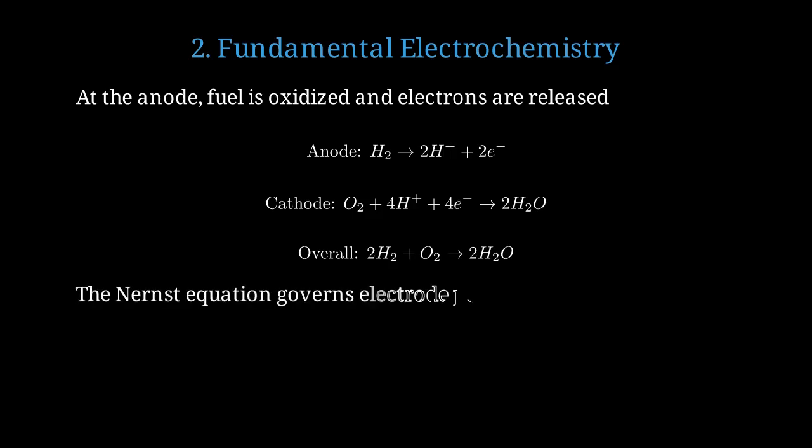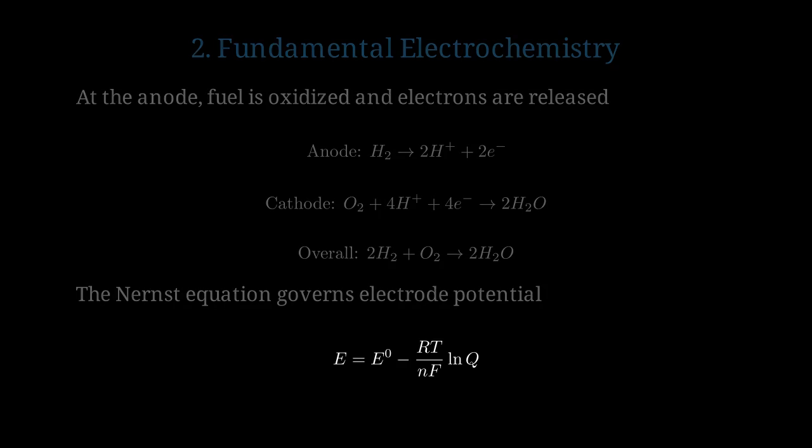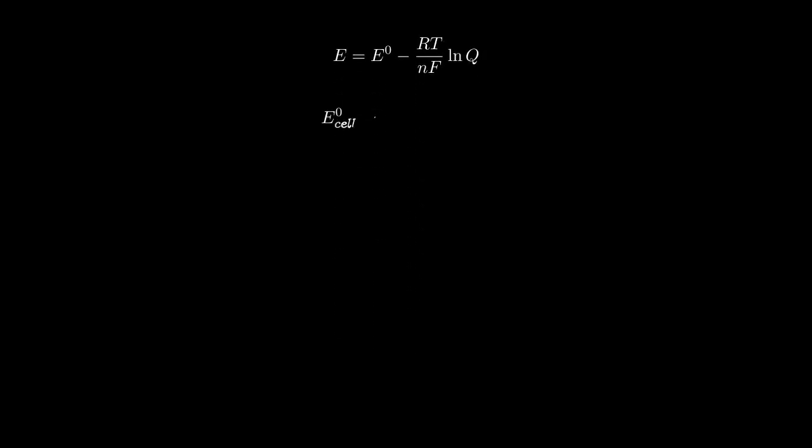The Nernst equation is fundamental to understanding fuel cell voltage and efficiency. The Nernst equation: E equals standard potential minus RT over nF times natural log of the reaction quotient, where R is the gas constant, T is temperature, n is electron number, and F is the Faraday constant. For hydrogen-oxygen fuel cells, the standard cell potential is 1.23 volts at 25 degrees Celsius under standard conditions.